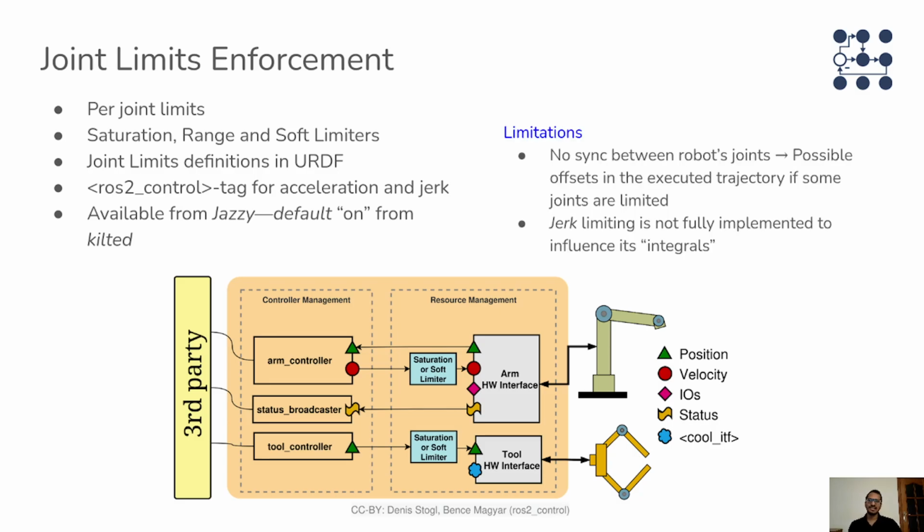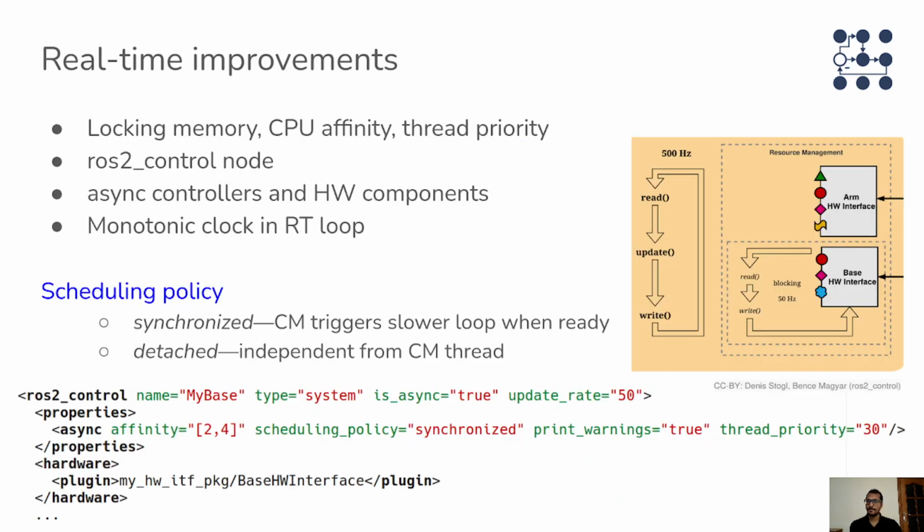The only limitation is right now the jerk is not limited, but we'll be coming up with a pull request soon, so even the jerks are handled. So for the industrial arms like KUKA and Universal Robot, this is being used.